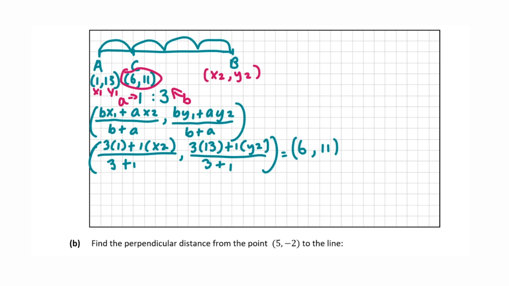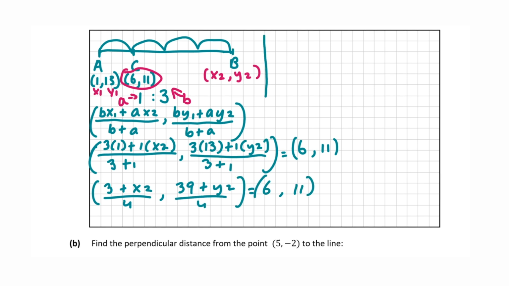Now I'm going to tidy this up. When we tidy that up, we're left with (3 plus x2) all over 4, and (39 plus y2) all over 4, equal to (6, 11). So now we need to solve. First of all, if we look at our x-coordinates, you can see that this is our x-coordinate and this is our x-coordinate, so we're going to equate them to each other.